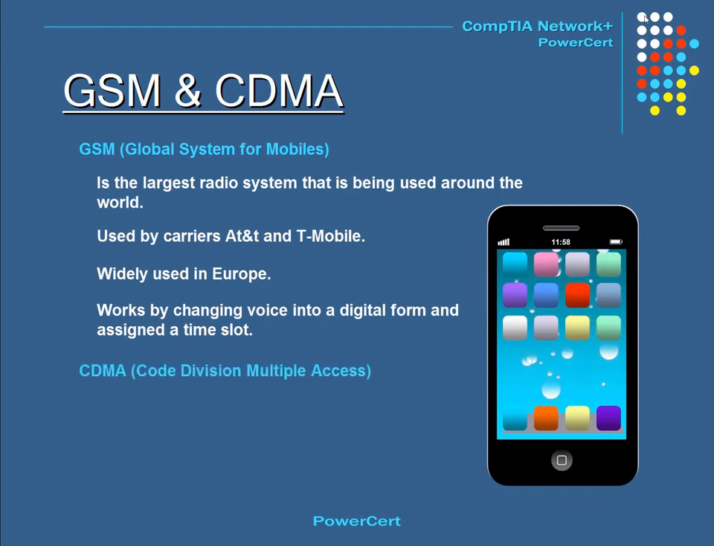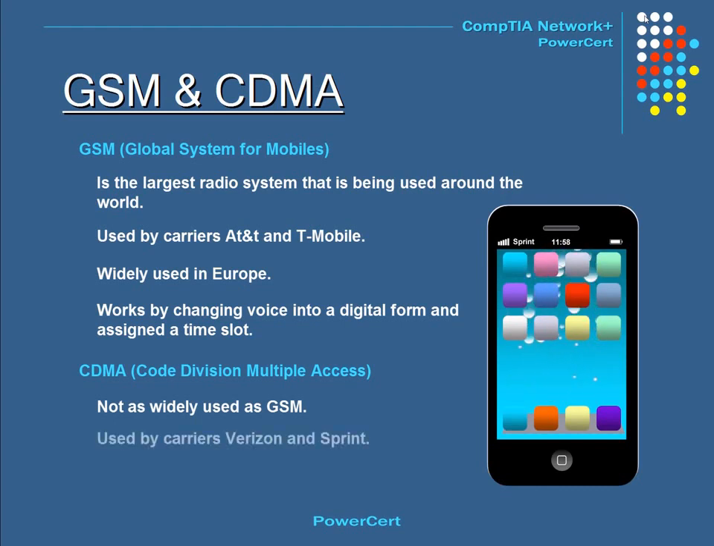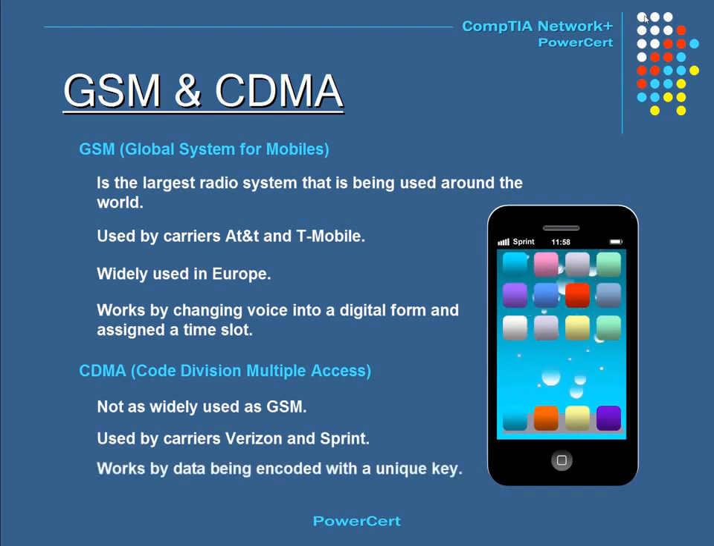And CDMA, which stands for Code Division Multiple Access, is another radio technology that is not as widely used as GSM, but it's the system that is used by major carriers such as Verizon and Sprint. And CDMA works by data being encoded with a unique key.